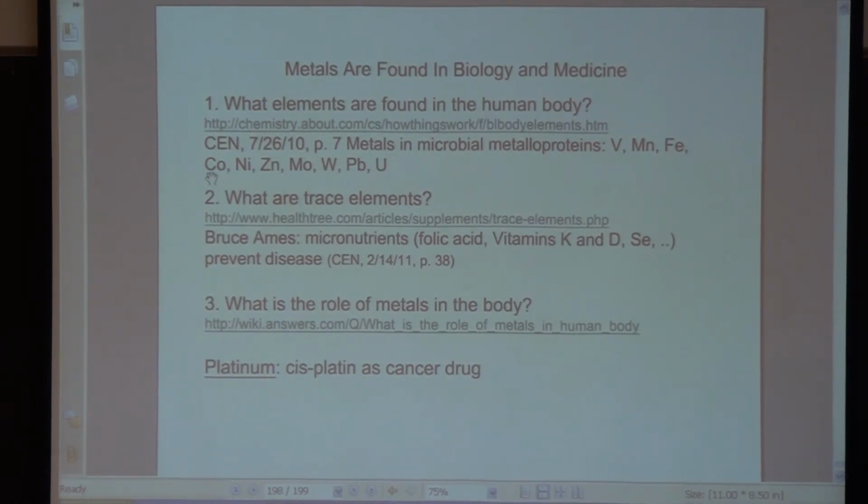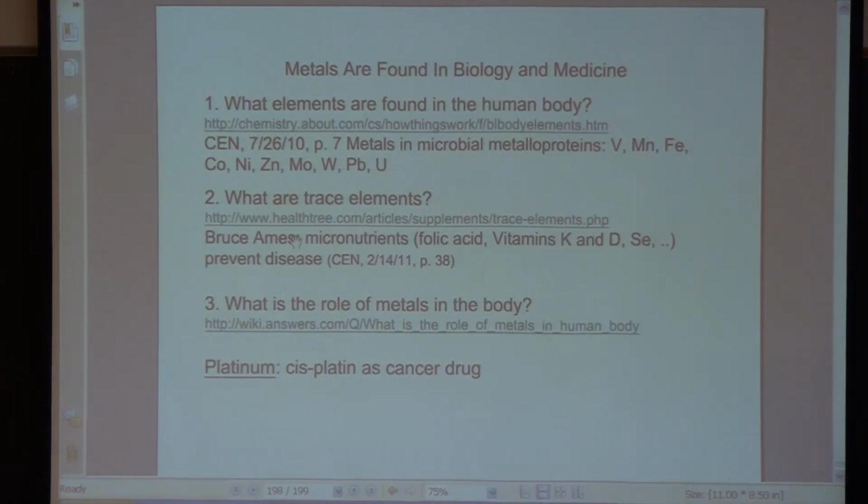Turns out that cobalt is the metal in vitamin B12, I think. One of those vitamins. And we also have some copper. I didn't put copper there, but there are copper-containing proteins too. So if you're interested in these other elements, you can look at this link here. What are trace elements? You can take a look at this link.